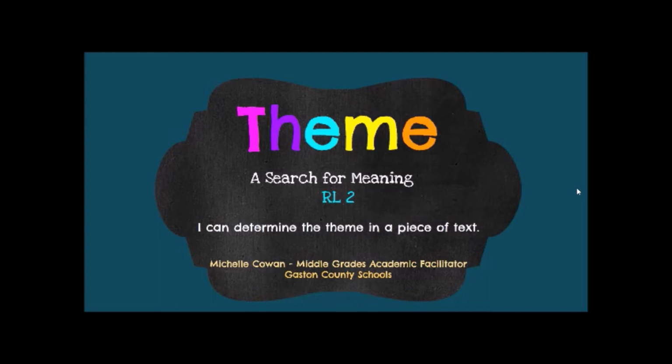Today, I'm here to talk to you about theme. We're going to search for meaning, and this is RL2. And our I can statement is I can determine the theme in a piece of text. So let's jump right on in and get learning about theme.